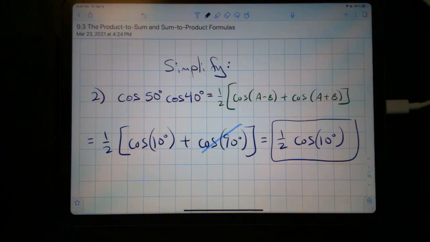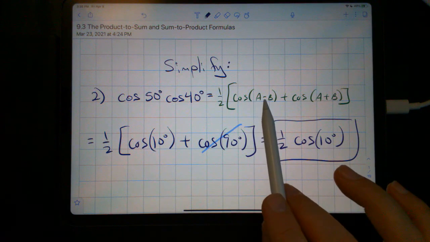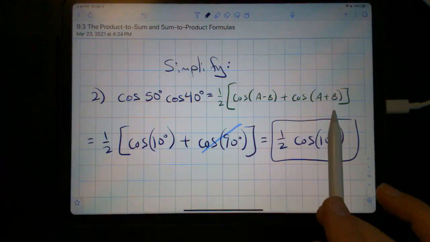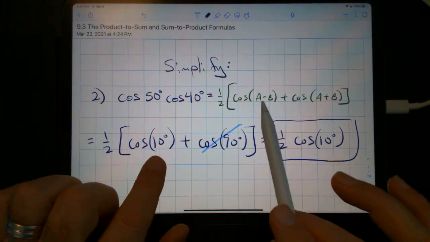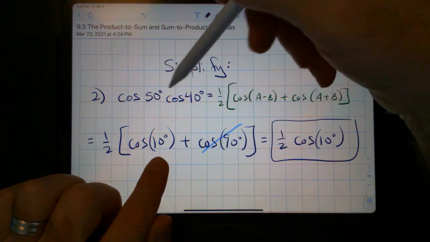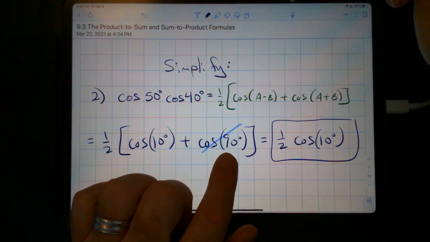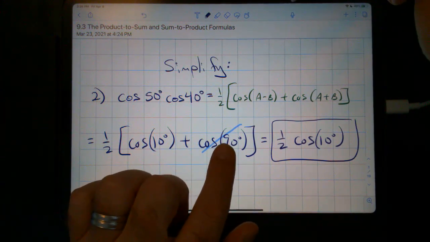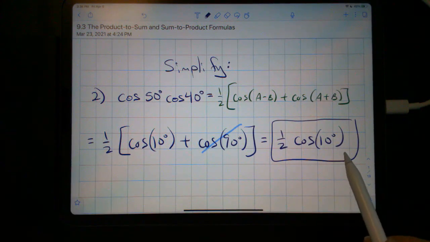Hello. So here I'm going to simplify some expressions. We have cosine of 50 degrees times cosine of 40 degrees. This has the basic structure of 1/2 times cosine A minus B plus cosine A plus B. So we have 1/2. A minus B is 10 degrees plus cosine of A plus B is 90 degrees. Cosine 90 degrees is 0, so we have 1/2 times cosine of 10 degrees.